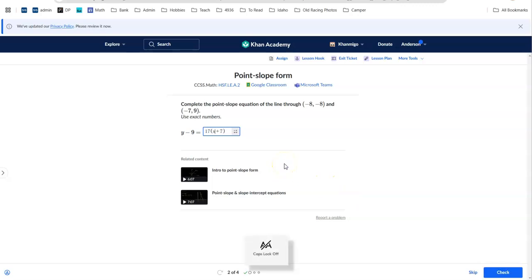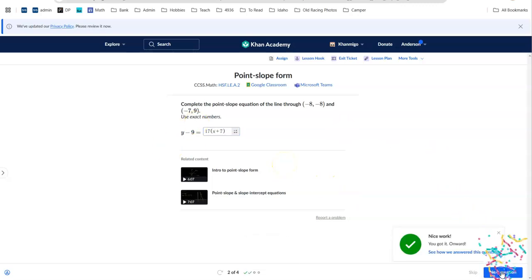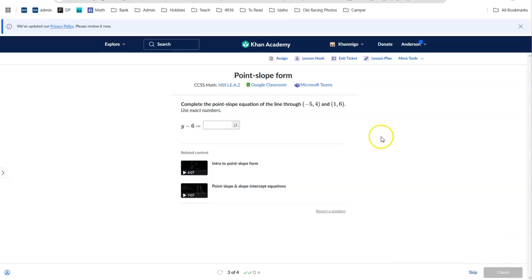Oops, caps lock I think is on. There we go. Okay, I'll do one more real fast.